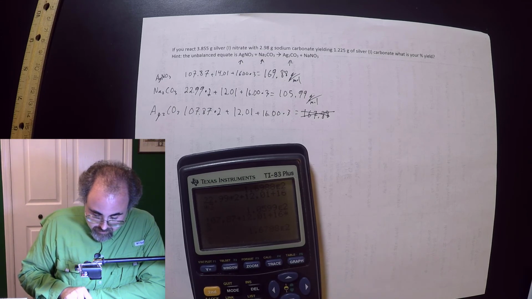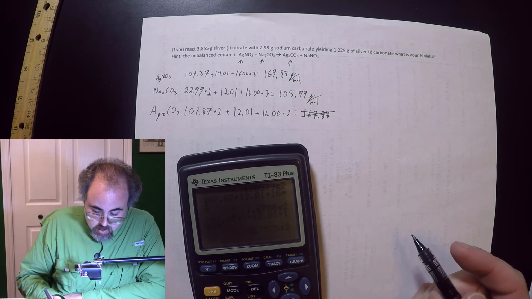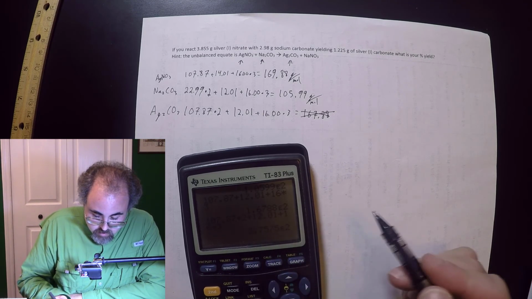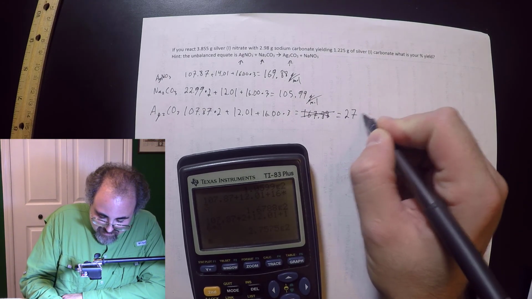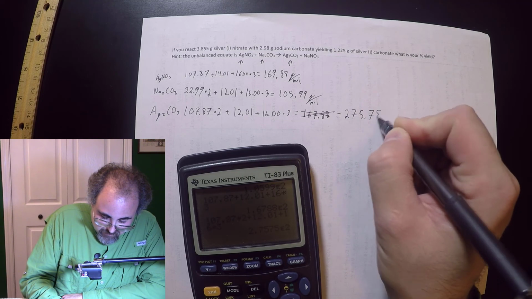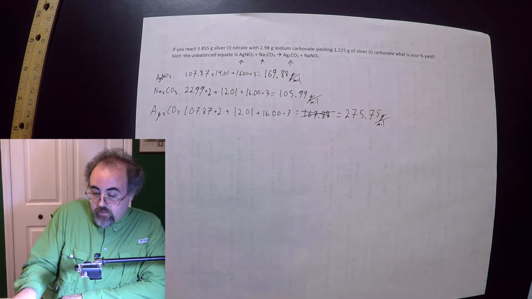So I'm going to do this again. But this time, I'm going to times it by 2. Okay. Hopefully I did it right this time. 275.75 grams per mole. Okay, so that was needed.